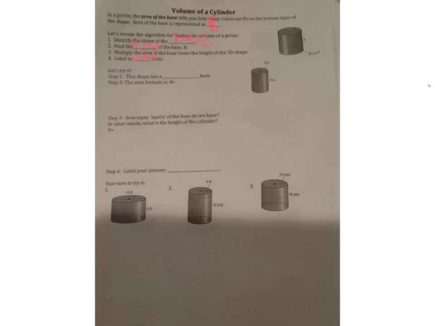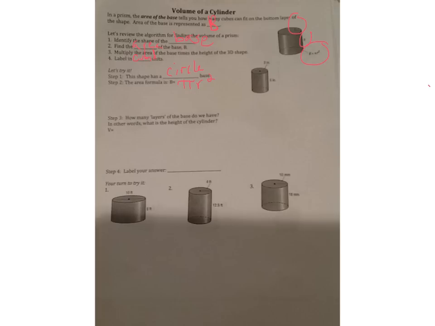Alright, so this little diagram shows you where the radius would be, where the height would be, and it's showing you that the base of a cylinder is a circle, so it's going to be pi r squared. Let's try it. This shape has a circle base. So the area formula for a base is going to be pi r squared.